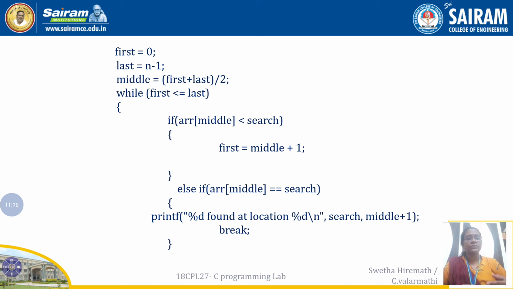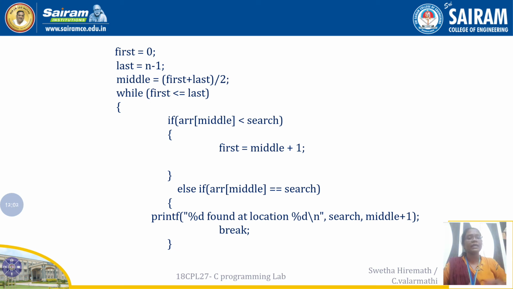Now we found the middle value, and it should be checked with the searching key value. If arr of middle is less than search, the searching value is greater but the middle value is lower, so I need to traverse in the right side. When traversing through the right side, no need to change the highest value, the last value; you must change the first value. For that, first equal to middle plus 1 is given.